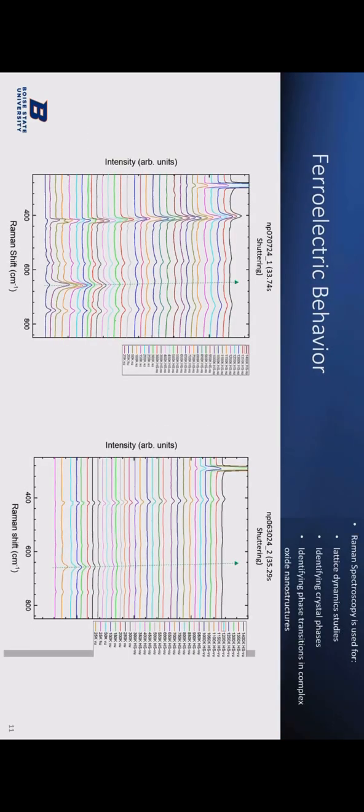Furthermore, we did Raman spectroscopy of both samples. The green arrow represents our peak of interest. This is our substrate material. And with higher temperatures, we do see a Raman shift in both samples. They had really similar behavior.